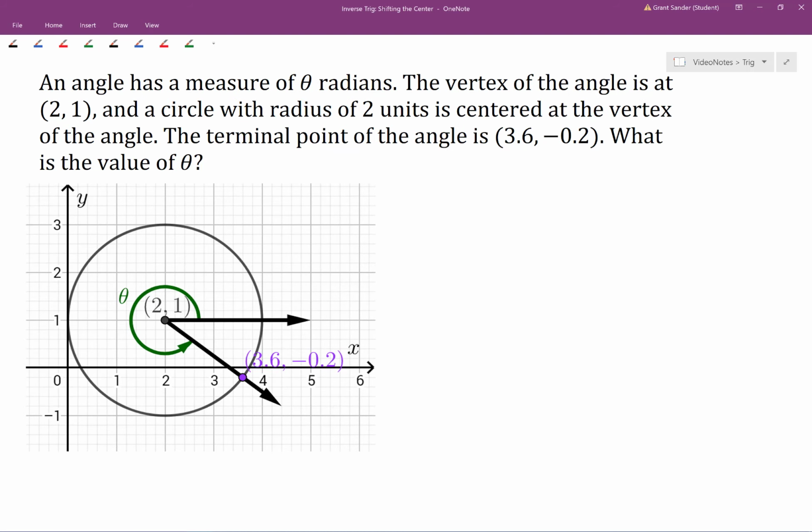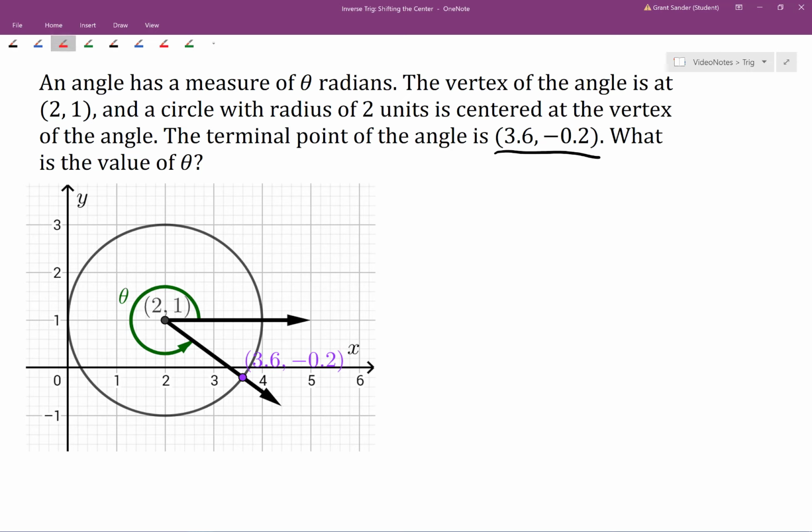We have another angle whose vertex is at (2, 1), and a circle with a radius of 2 units centered at the vertex of the angle. This time our terminal point is at (3.6, -0.2). Now looking at this diagram, we're assuming that the measure of this angle is between 0 and 2 pi. Since the terminal ray points to the right half of the circle, we will use the inverse sine function.